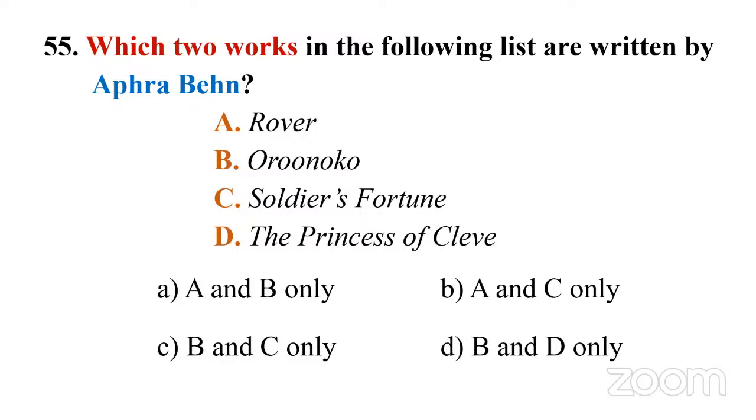So sometimes you can get a clue. Why repeated B, B, B? So you can easily eliminate option B, where there is no B, only A and C. Sometimes you can come up with this kind of trick. So answer A, in the sense, The Rover and Oroonoko. So these are the famous works by Aphra Behn.